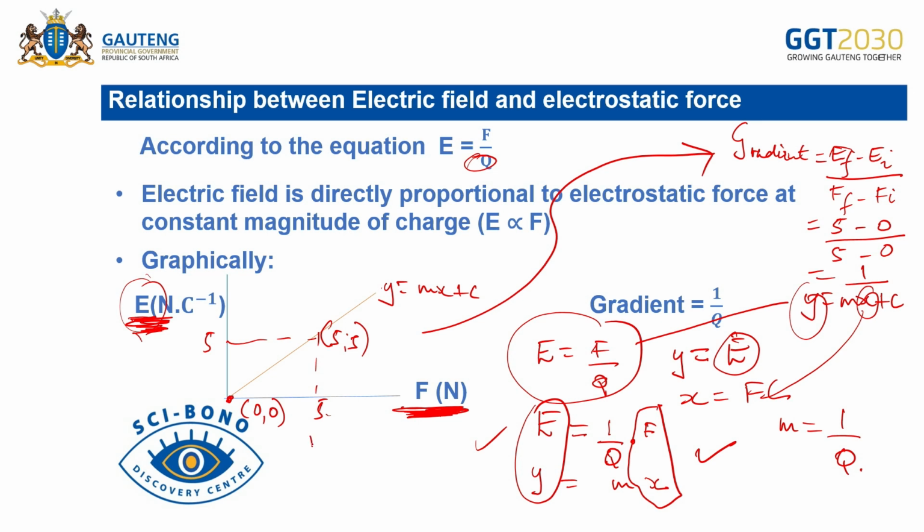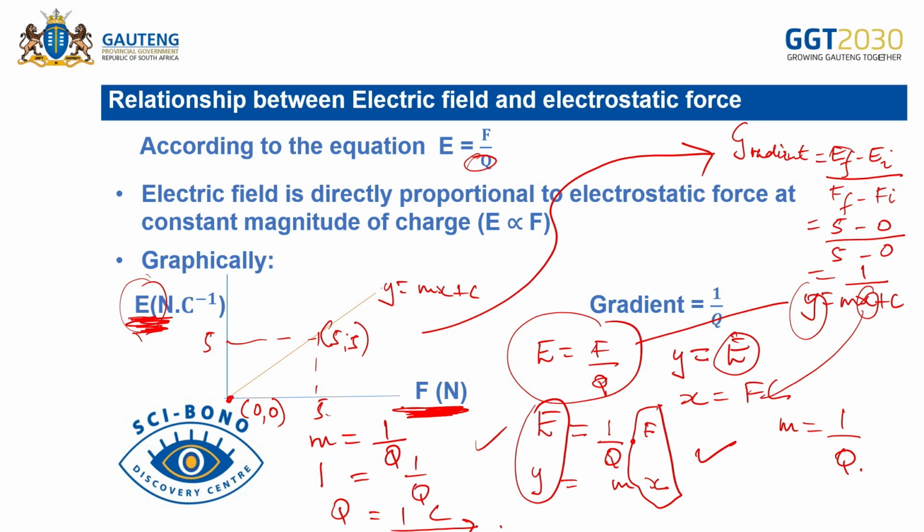But remember, gradient represents the inverse of the charge. So what is your gradient? It's 1. Then equals 1 over Q. So your Q here will be 1 coulomb. So you can use this graph because that is how they ask questions. Sometimes they just even run away from those statements. They will give you the graph. Then if you are unable to interpret the graph, then you are in trouble. So this is how we need to interpret it.